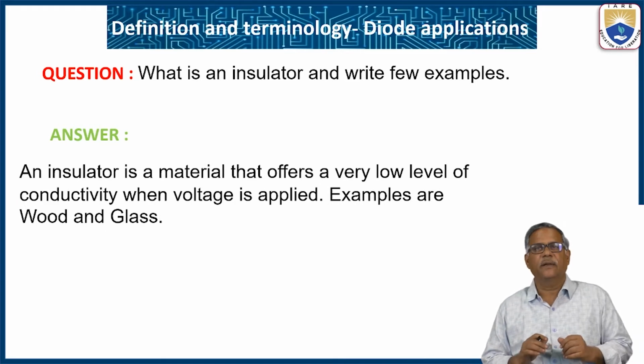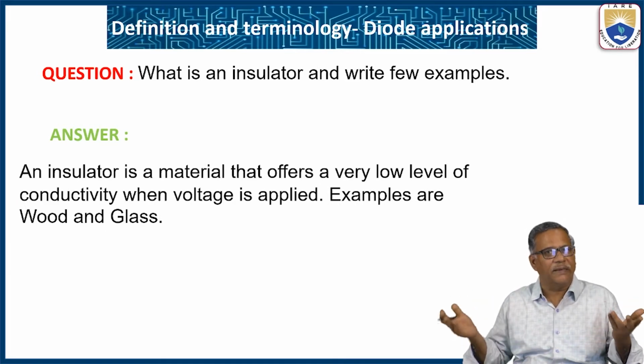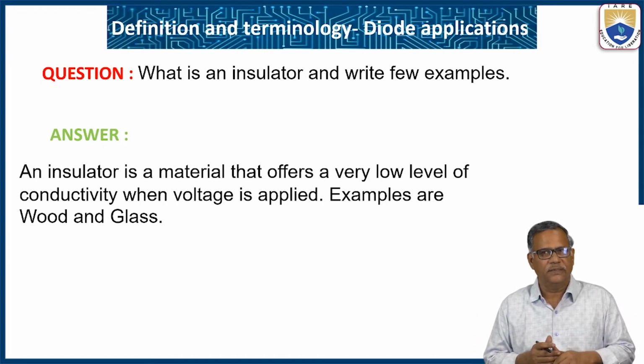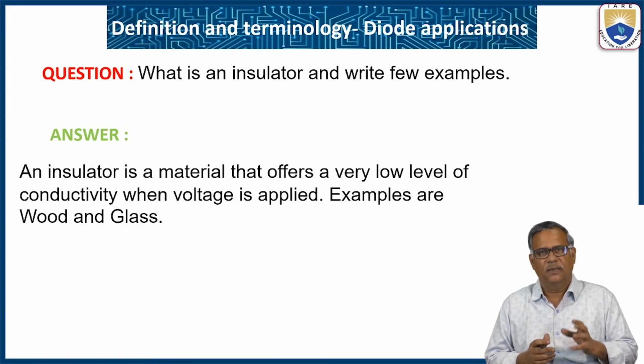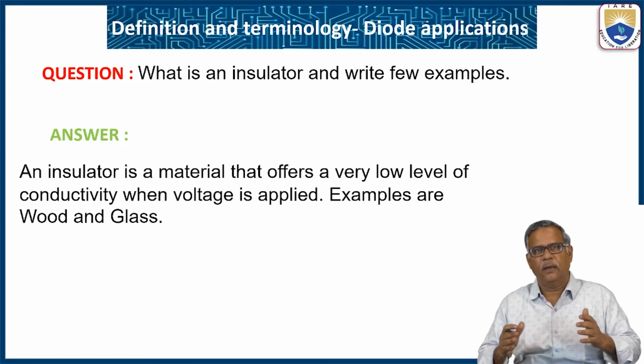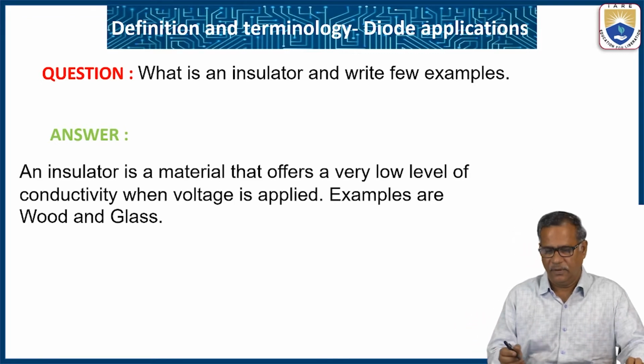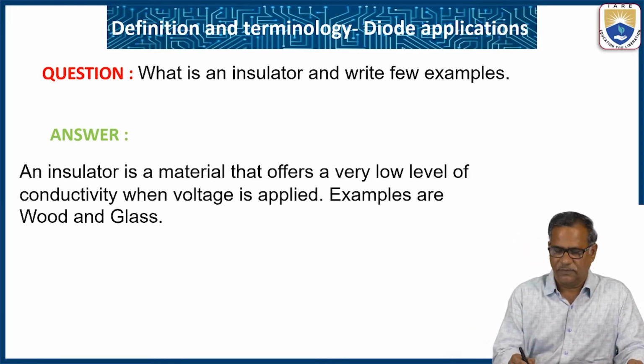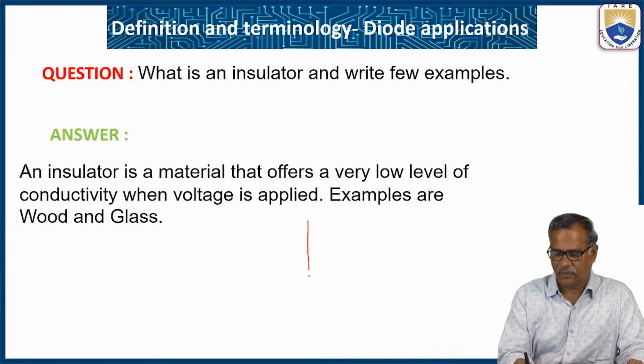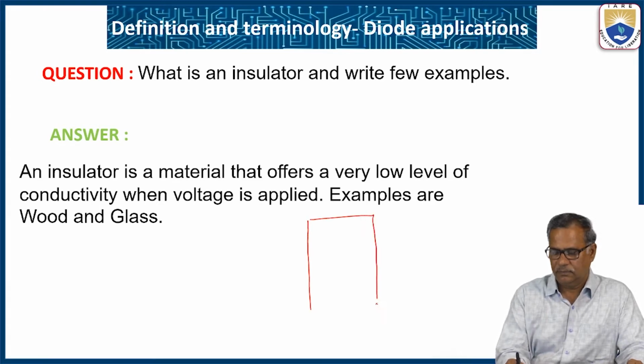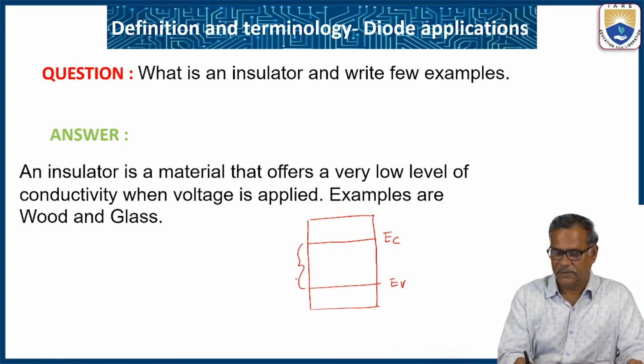What is an insulator? It is on the other extreme. It is a material that offers a very low level of conductivity when voltage is applied. Examples are wood and glass. That means an insulator has a very large forbidden energy gap, roughly about 6 electron volts. The energy band structure of the insulator is like this. The conduction band EC, and this is the valence band. You see the forbidden energy gap is very high.